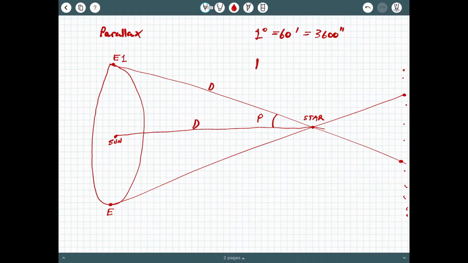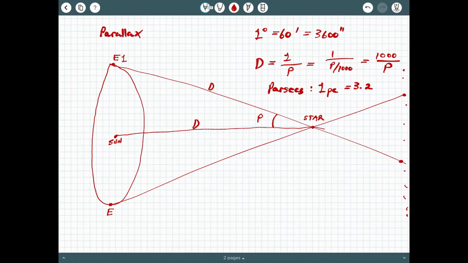The math, therefore, becomes a very close small angle approximation where the distance in parsecs equals 1 divided by P, which is measured in arc seconds. If that is measured in milli-arc seconds, then you'd have 1 divided by P, which is then divided by 1,000, or just simply 1,000 divided by P. The answer is in units of parsecs, and 1 parsec, abbreviated PC, equals about 3.26 light years.